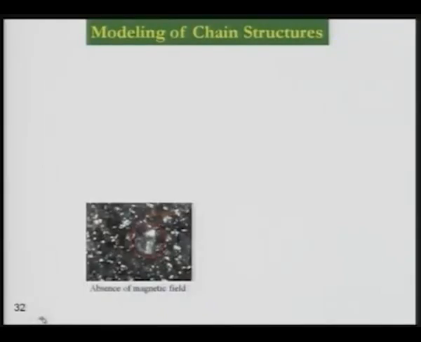Now let us discuss the modeling of the chain structure that is formed in case of the MRF process and RMRF process. This picture I have shown to you, that in the absence of magnetic field, the abrasive particles and iron particles are randomly distributed. Here we have deliberately taken a slightly larger abrasive particle, and you can clearly see that this is the abrasive particle, and it is randomly distributed in the medium.